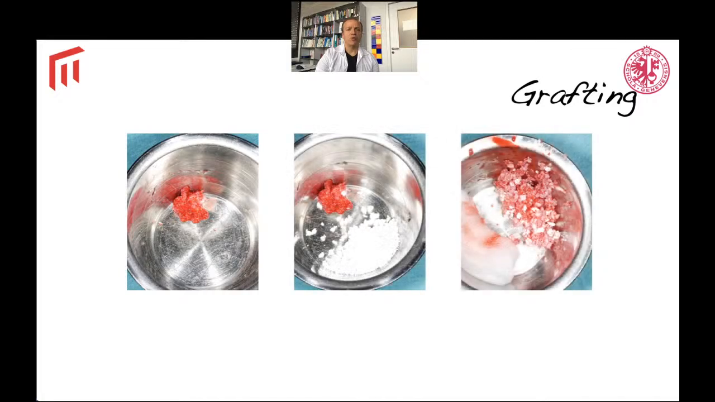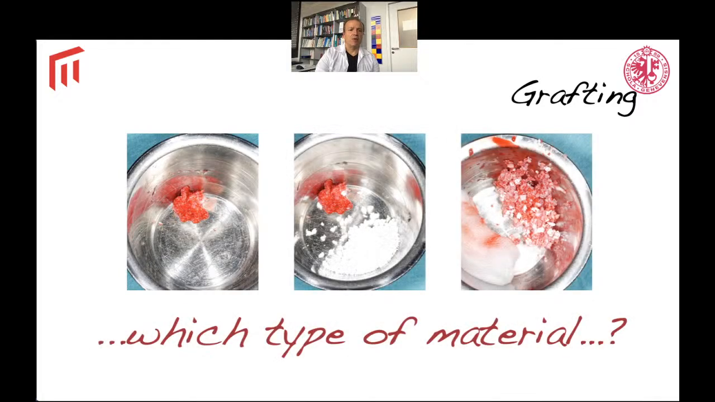Now, what to use for grafting? One can use autogenous bone, one can use xenograft or alloplast, and one can use a combination. We do not have enough data to say that this type of graft is better than the other. I prefer to use primarily autogenous bone.